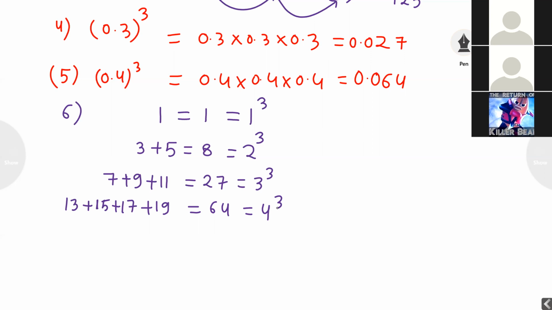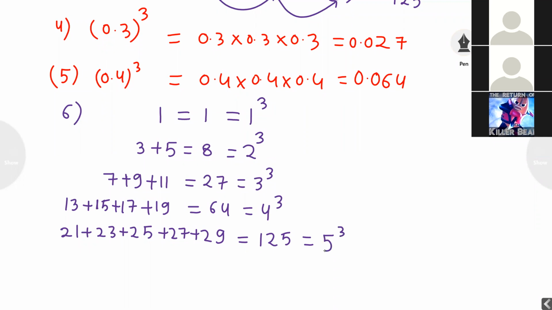Next pattern, if they ask you to find the next pattern, then you need to write the answer. Now 19 is completed. 21, 23, 25, 27, 29. I want to add and check. 3 plus 1 is 4, 4 plus 5 is 9, 9 plus 7 is 16. Yes, 125 is coming, which means 5 cube.